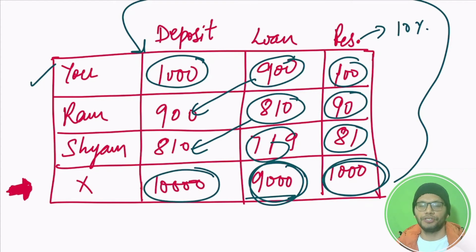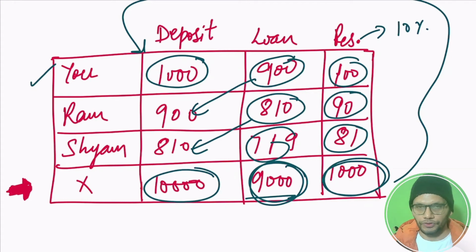Now imagine this interesting scenario. Initially you had only 1000 rupees. Out of that 1000 rupees, the bank lent that money to different people and created new money, new deposit and new reserve. This is called money multiplier, and this is how your banks create money. This is called money multiplier.